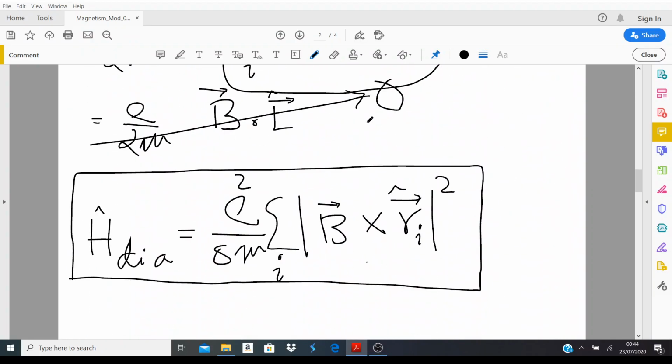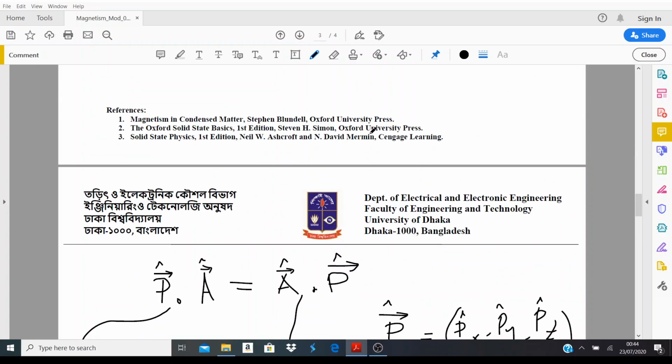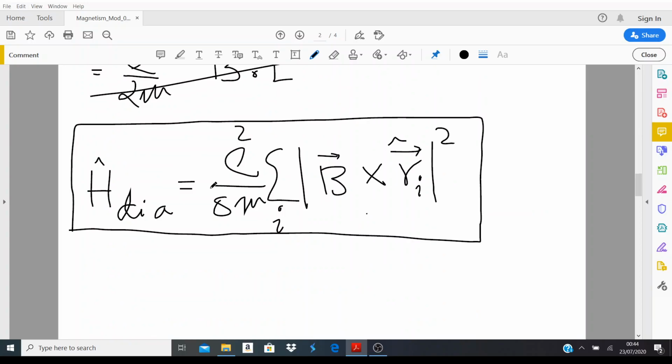I think that's about it, and in the next lecture we will start from the diamagnetic Hamiltonian, which is this one, and try to understand how to calculate the susceptibility of the diamagnetic atom.